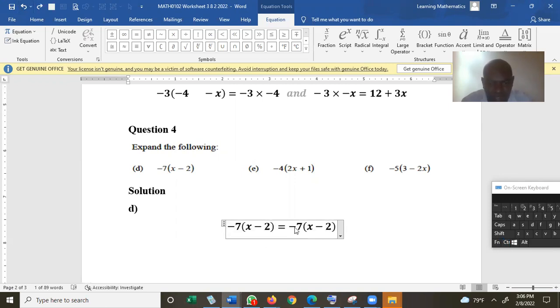This is a negative sign, -7 times. There's a times automatically going on there between the 7 and the bracket. Inside of the bracket, you have an x and you have a -2. You will say x subtract 2, yes, but you can also very correctly say, x and a -2. Okay, x and a -2.